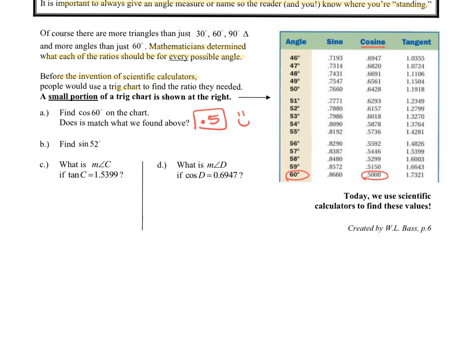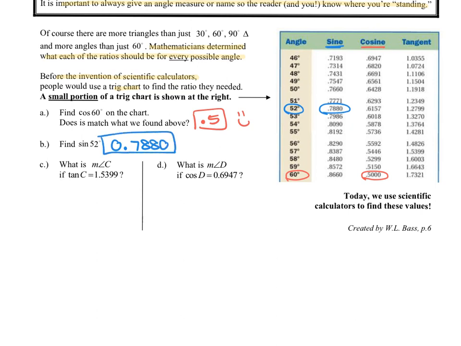Let's say we wanted to do the sine of 52. Now, students often want to call it sin, but it is called sine. So we would go to our sine column, and we would go to our 52 degrees, and we would find our ratio right here. So we'd get 0.7880.